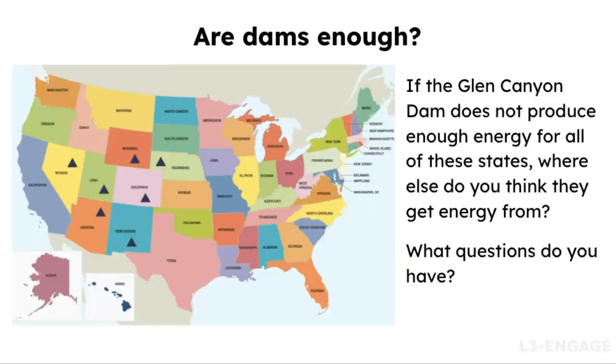For the Engage portion of the lesson, you'll project the Glen Canyon Energy Map and ask questions about the energy produced by the Glen Canyon Dam and where else energy might come from if it doesn't produce enough. You'll revisit the driving question board and add any new questions to highlight questions connected to the learning goals of this lesson by calling attention to the use of natural resources for energy.